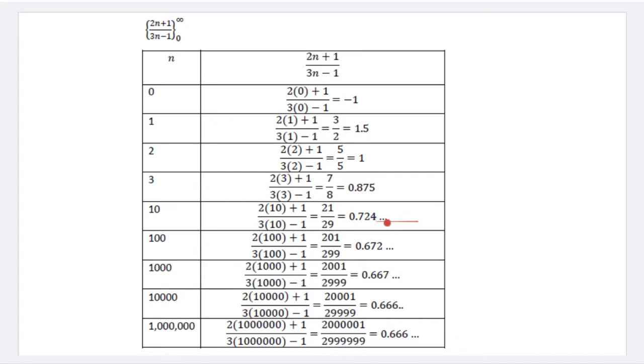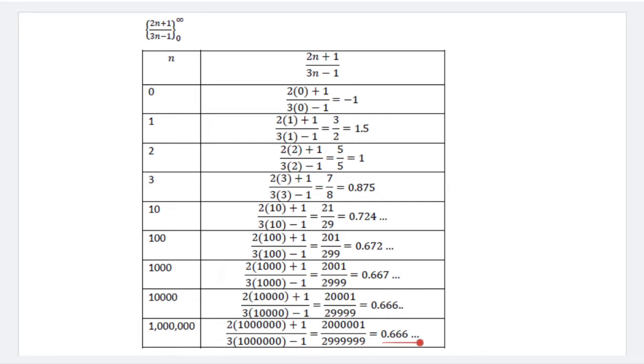There are more decimals here, but I just truncated it. We just used 3 decimal places just to show what's happening. And also I did not round off, I simply truncated so that we would have a better sense of what's going on. If our n is 100, we get 0.672. If it's 1000, 0.667. 10,000, 0.666.